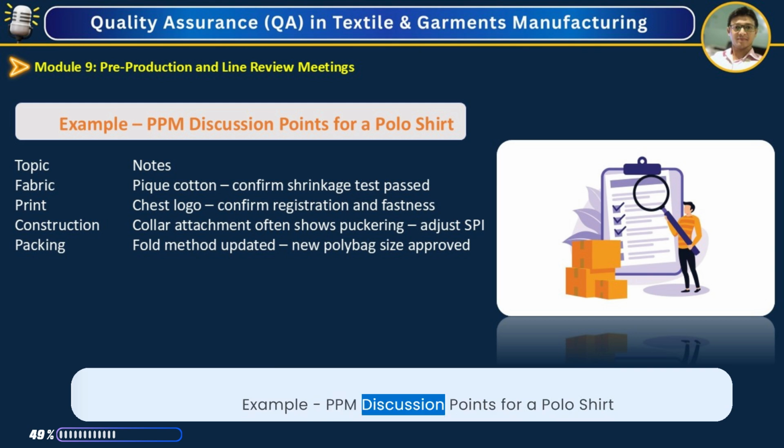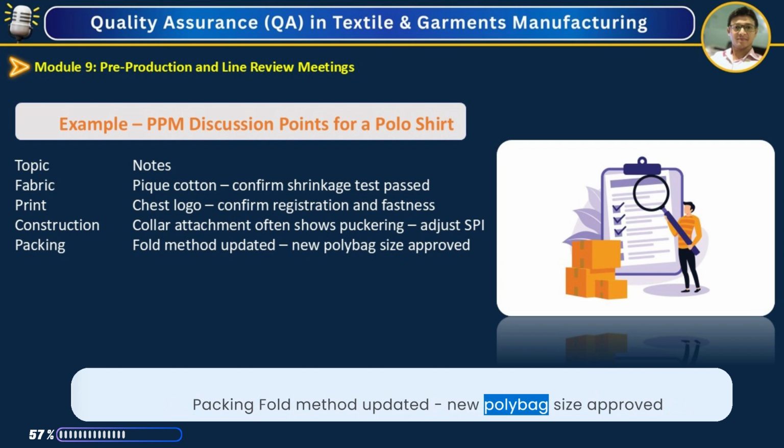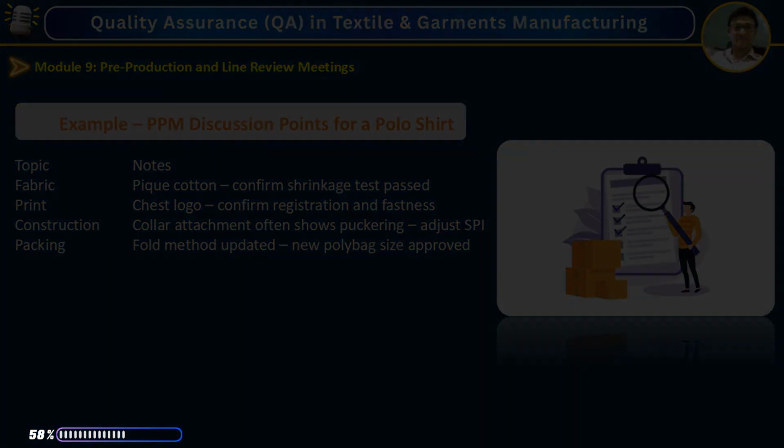Example, PPM discussion points for a polo shirt. Topic, notes. Fabric: cotton, confirm shrinkage test passed. Print: chest logo, confirm registration and fastness. Construction: collar attachment often shows puckering, adjust SPI. Packing: fold method updated, new polybag size approved.